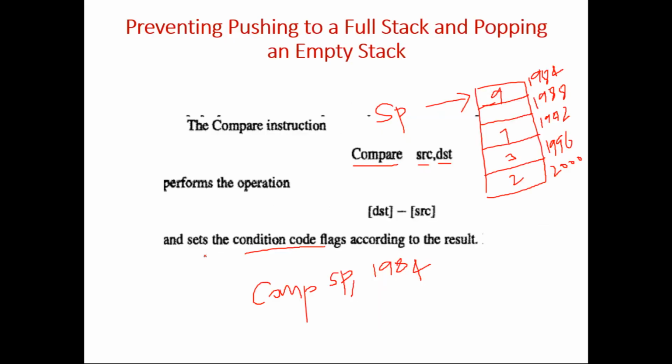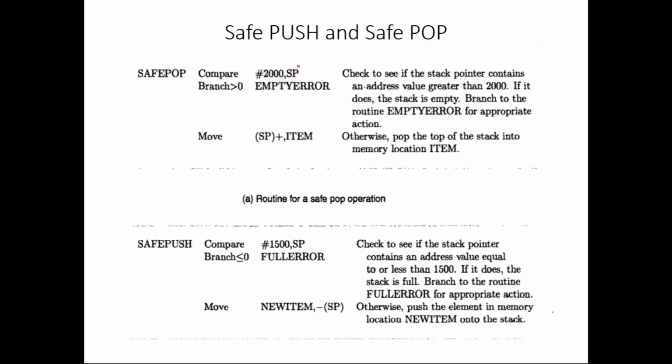Okay, fine. In this compare instruction, you can see there is a destination and a source, and the right side is subtracted from the left side. So you should be clear on this. Here we perform SP minus 2000, and here we perform SP minus 1500. For example, if the top of the stack is 1500 and SP is already pointing here, then SP minus 1500 is 0. Branch less than or equal to 0 will say it is already full.